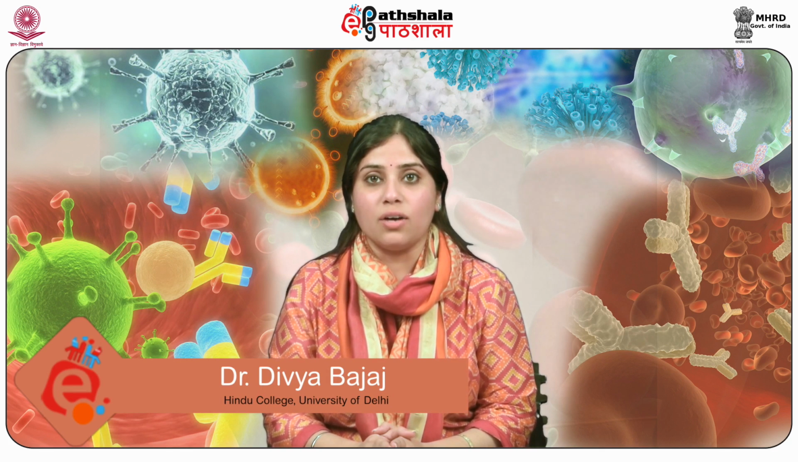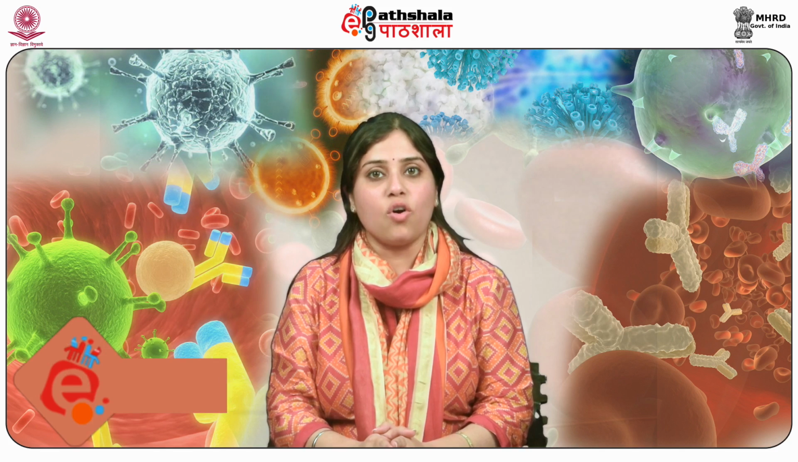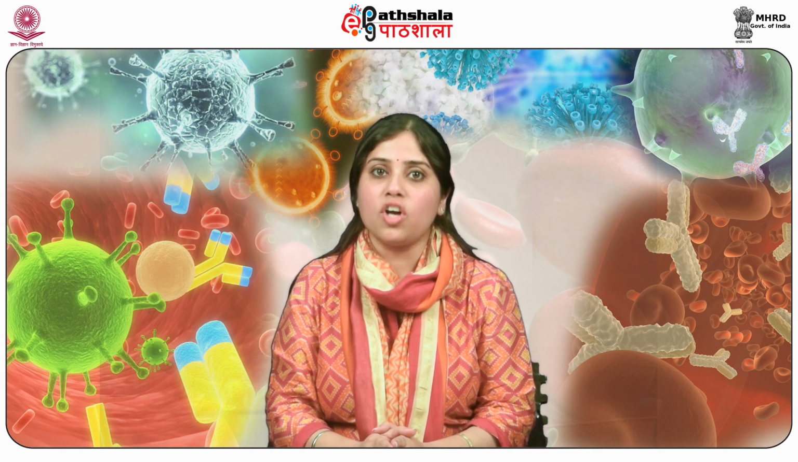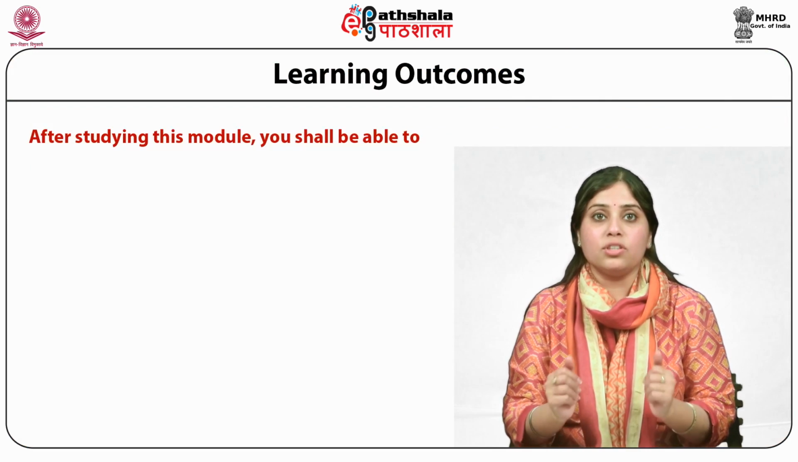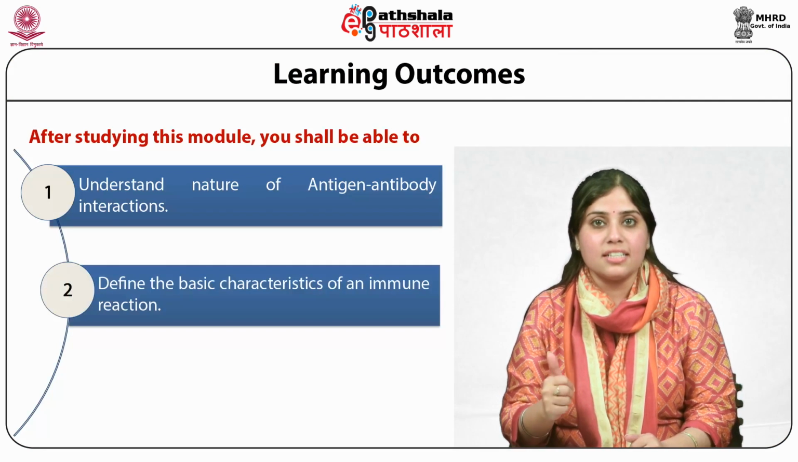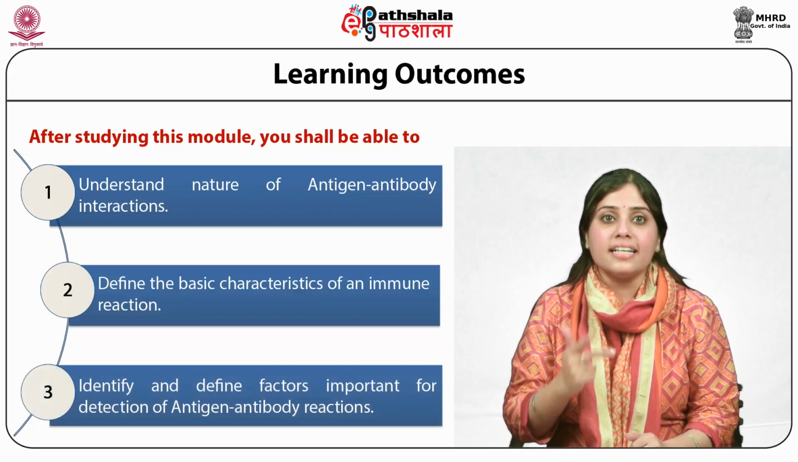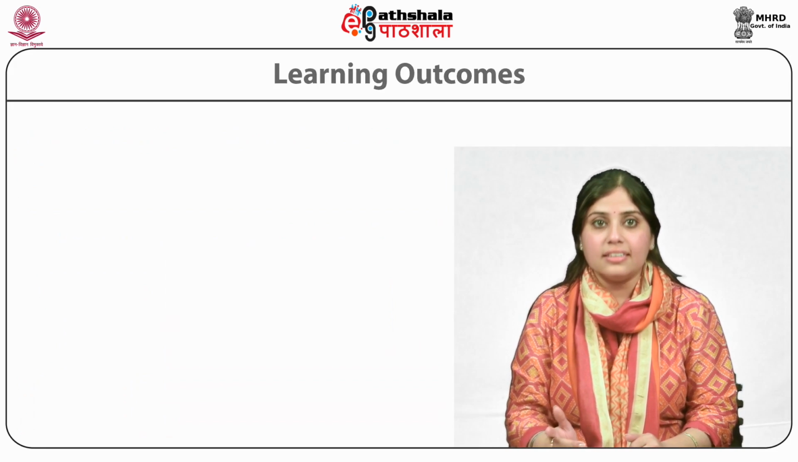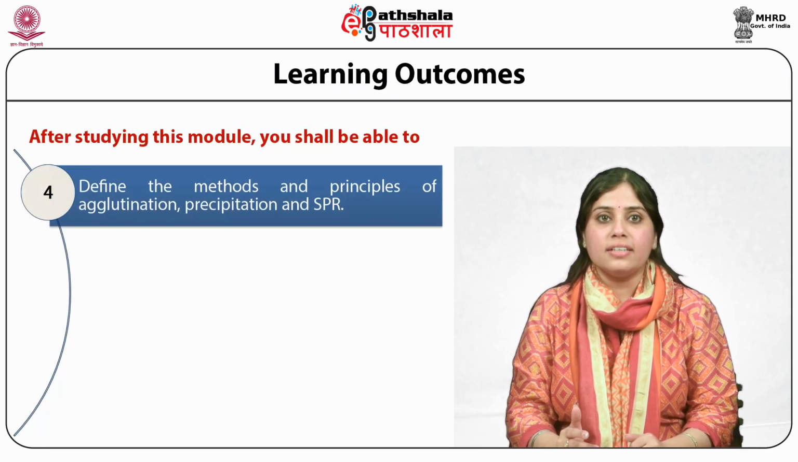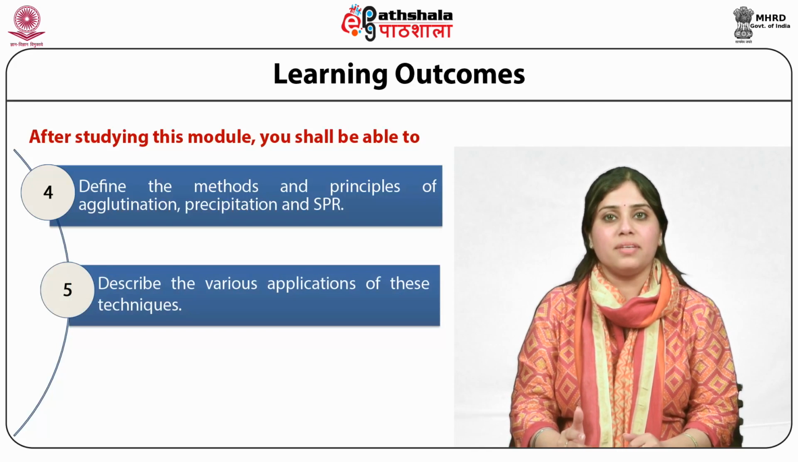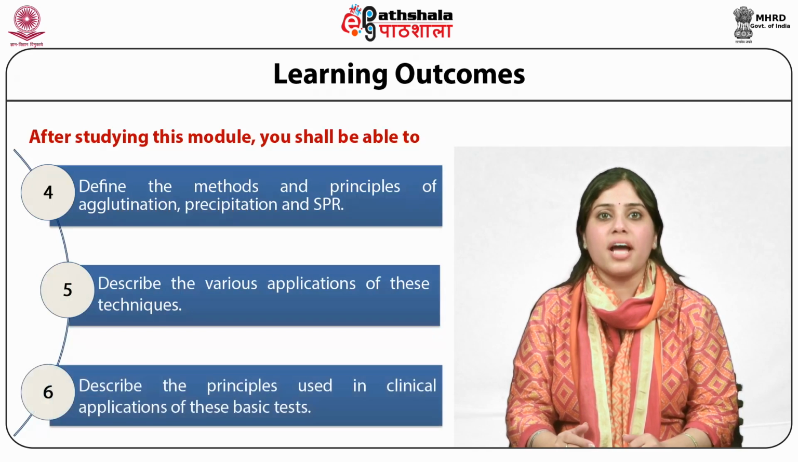Today we are going to discuss the module Principles and Applications of Cross-Reactivity, Precipitation, Agglutination and SPR from the paper Immunology. After reading this unit, you will be able to understand the nature of antigen-antibody interactions, define the basic characteristics of an immune reaction, identify and define factors important for detection of antigen-antibody reactions, define the methods and principles of techniques like agglutination, precipitation and SPR, describe the various applications of these techniques, and describe the principles used in clinical applications of these tests.